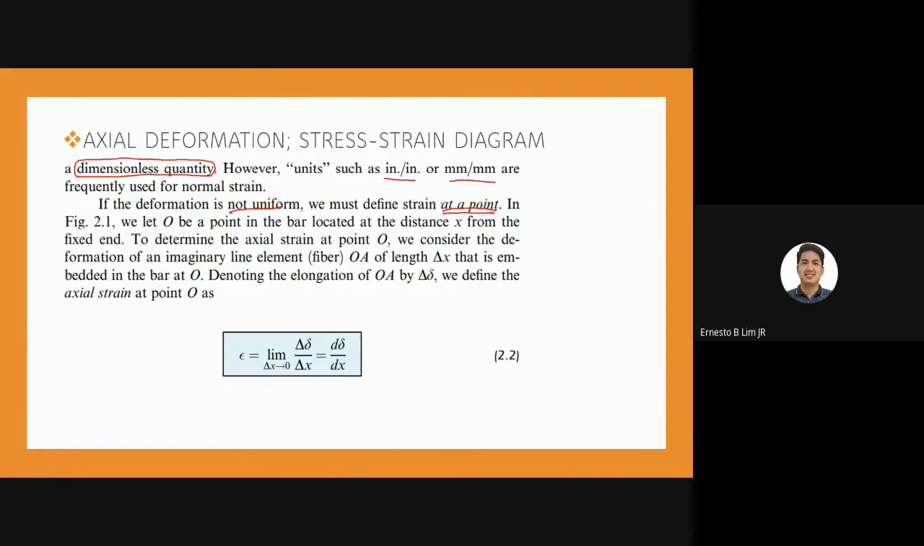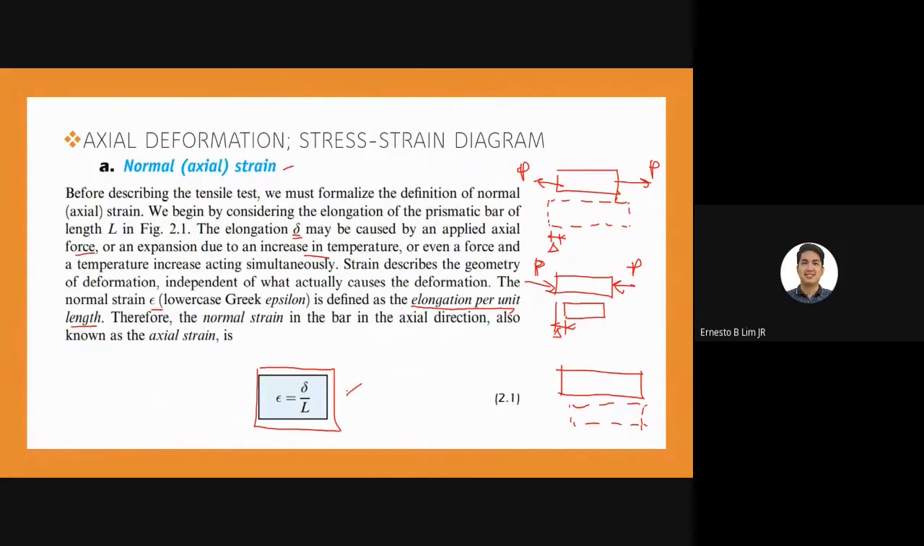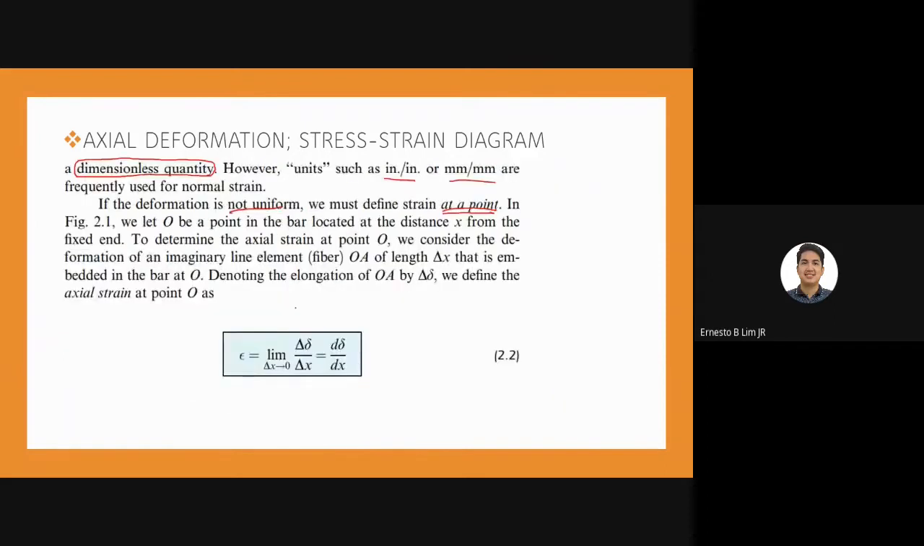Okay, so in figure 2.1, with this derivation, the point of this statement here is that when the deformation is not uniform, then we cannot directly use this formula, since that is not constant. So if it is not uniform, then we will use this formula here. This is a general formula, which is the strain is equal to the limit as delta x approaches 0 of delta elongation over delta x, or we could replace this with differential elongation over differential x.